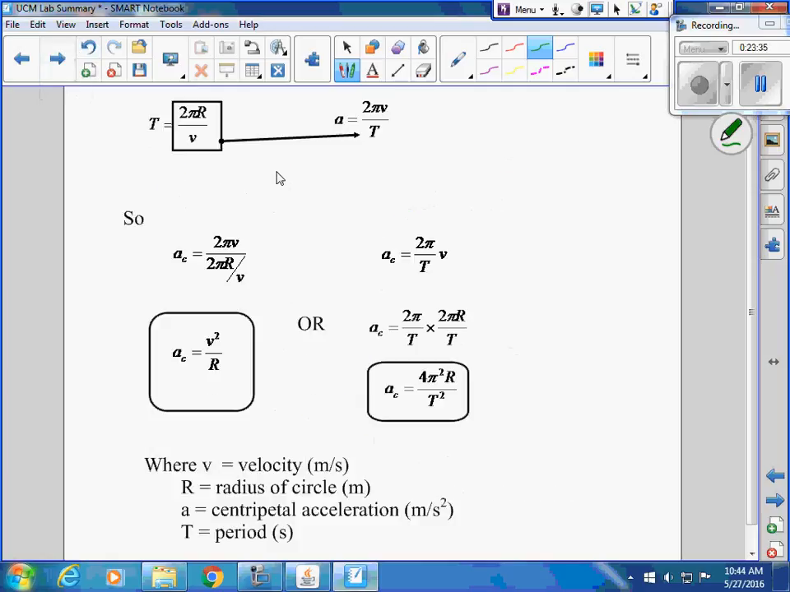Okay, so I'm showing it again. What I just did. I'm taking 2 pi r over v and substituting in for t, and I get 2 pi v over 2 pi r over v.